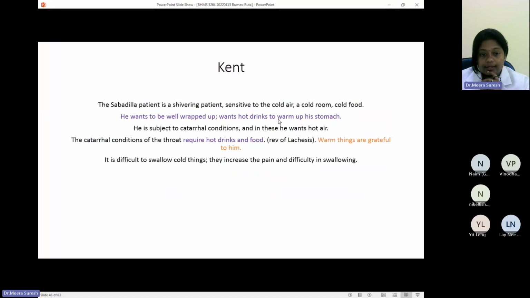The chilly patient, they want everything wrapped up, hot drinks and hot food. Here they are saying the reverse of Lachesis, what I mentioned to you now. They require hot drinks and food, but Lachesis doesn't want even liquid; it is totally intolerable for Lachesis, an aggravation for them. They need the solid food, but the cold one. For Sabadilla, it is the warm things that he requires.